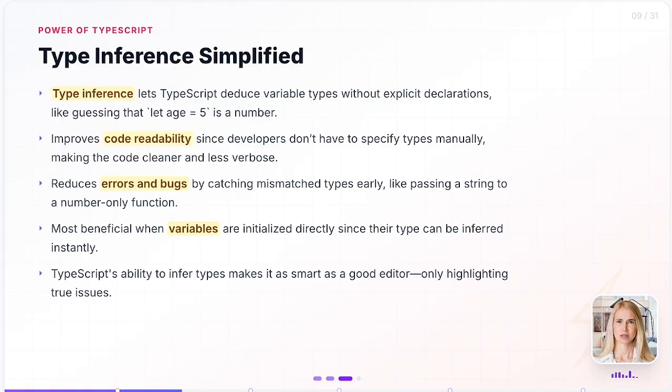Without type inference, your code could quickly become littered with explicit type annotations, making it cluttered and hard to read. It's like having a smart assistant who clears the unnecessary clutter, improving the overall efficiency of your coding process.